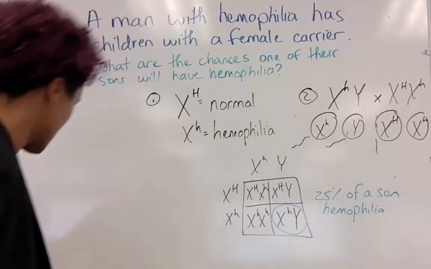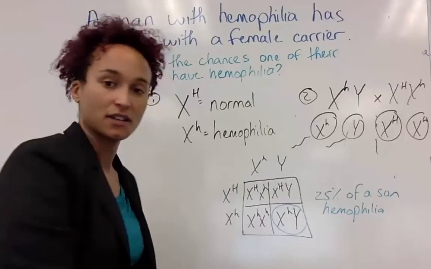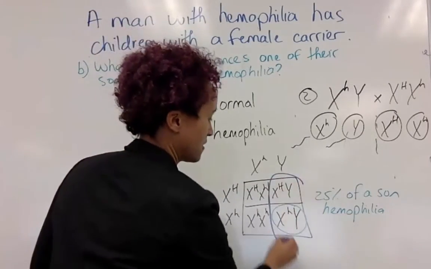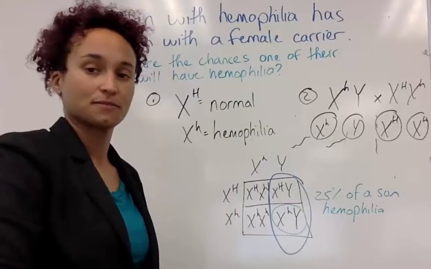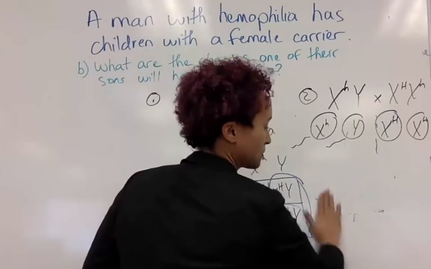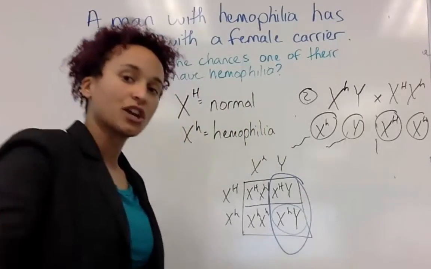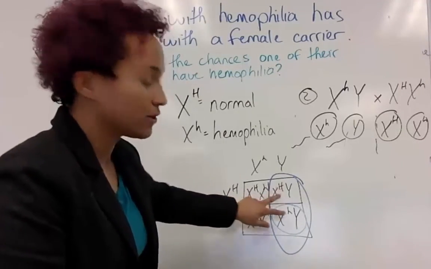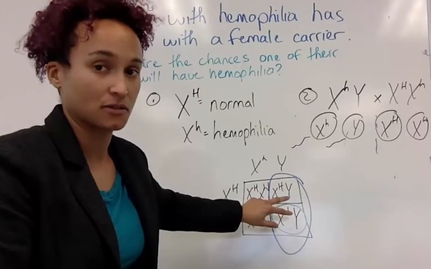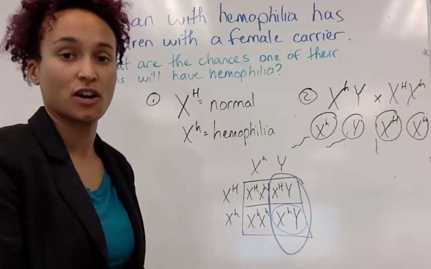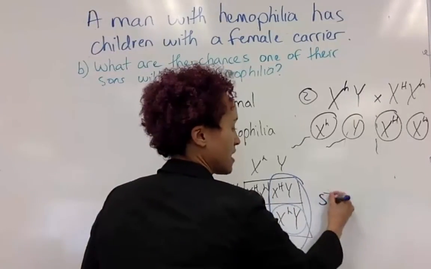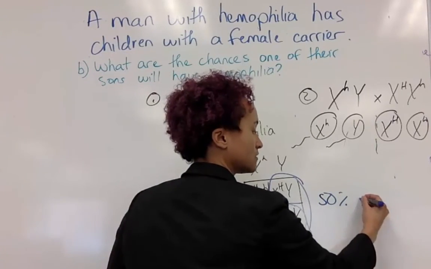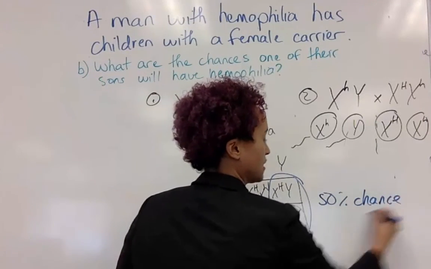Now the difference matters because not all of these are going to be sons. We actually only have these ones that are sons. So if the question is asking specifically about the chance that a son or the chance that a daughter is going to have something, we're only going to be looking at the sons if they're asking about sons, or the daughters if they're asking about daughters. So this is actually a 50% chance that a son will have hemophilia.